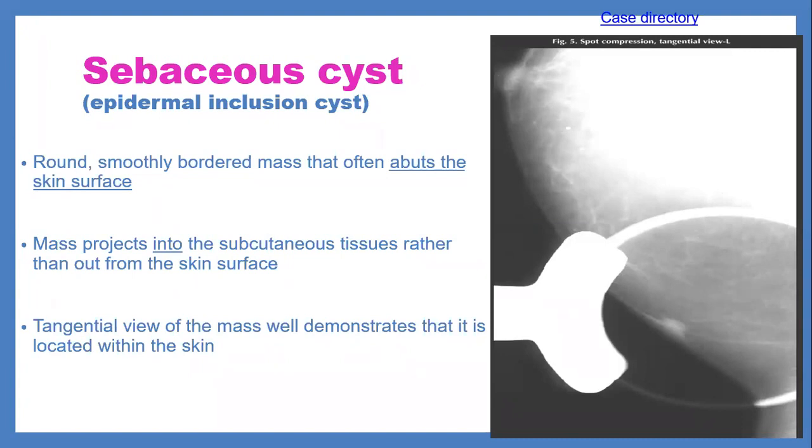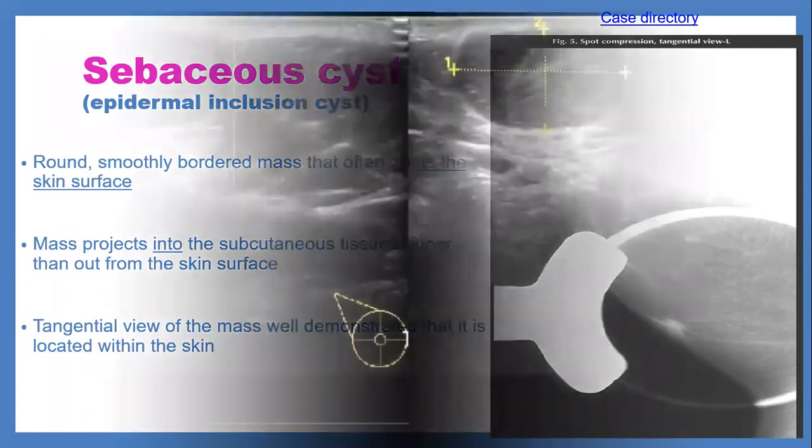So the epidermal inclusion cyst and sebaceous cyst, by imaging we could not differentiate between the two. Both appear as circumscribed, smooth-bordered masses abutting the skin surface, projecting into subcutaneous tissue rather than out from the skin surface. As you mentioned, they can do a tangential view to visualize it.